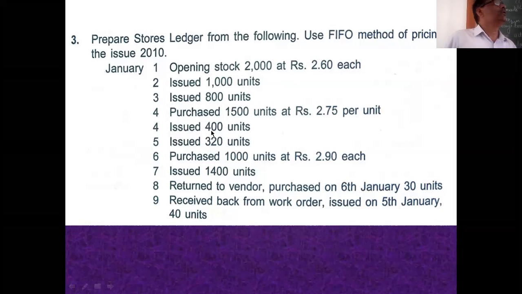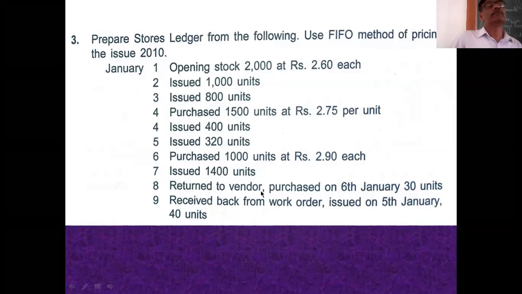Next 400 issue is there, you take in the issue column. Next 320 issue in the issue column. Purchase is there, receipt column. Then issue 1400 is there, issue column.